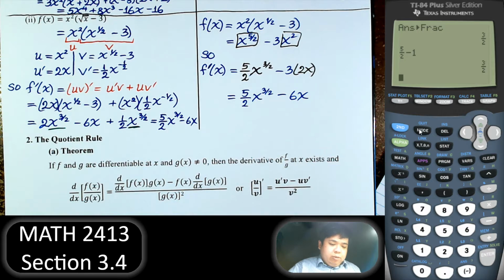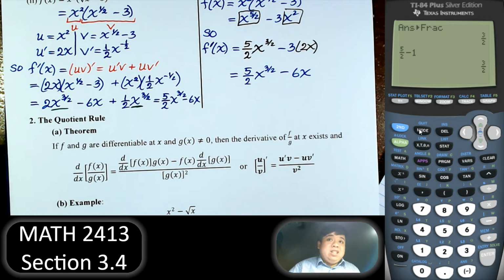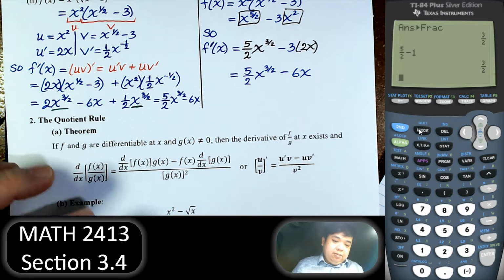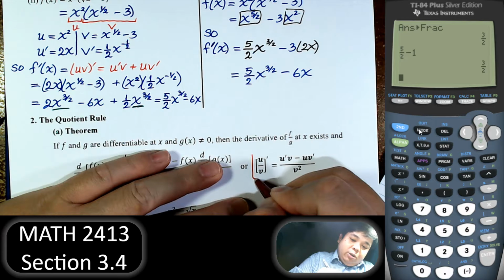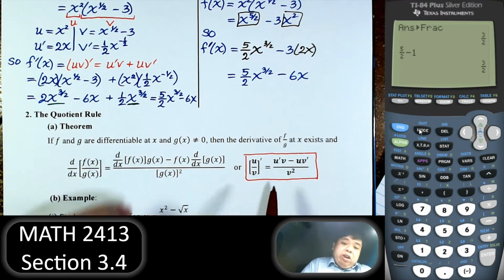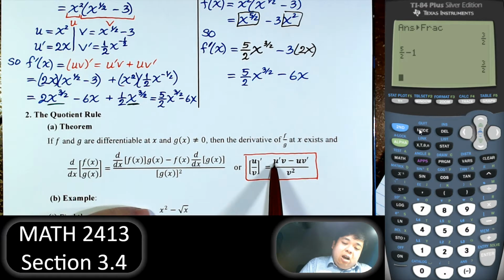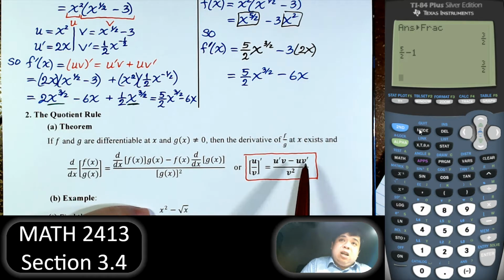Next, the quotient rule. Once again, if you want to see the proof, it will not be in this section, it will be in a different section. But for a simple version, we're going to just look at this one. The derivative of a quotient is the derivative of the top times the bottom, minus the top times the derivative of the bottom, over the bottom squared.